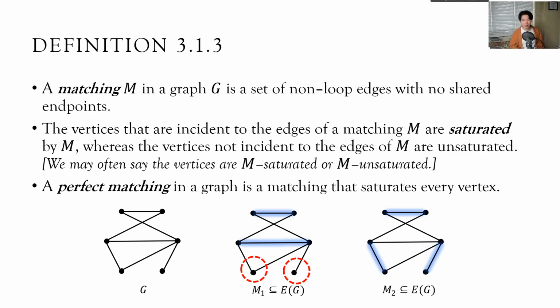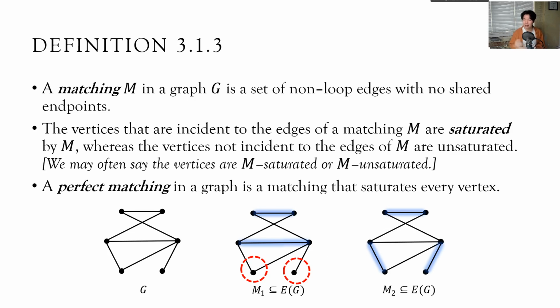But let's look at this last one on the far right, M2. Here I have 3 edges. This top one, this one on the bottom left, and on the bottom right. And if I look at this, this is definitely a matching. None of my edges share a common vertex. And furthermore, all 6 of my vertices are saturated by this matching M2. Since every vertex is saturated, M2 is a perfect matching.